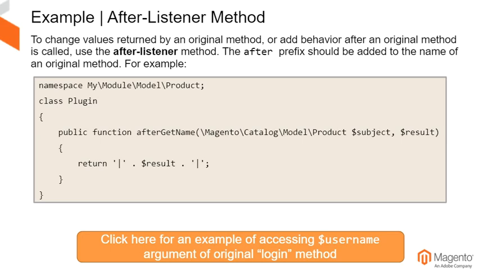Please note that the after plugin has access to the arguments as well as the before plugin. Magento passes arguments after the result parameter, such that each argument will be represented by its parameter. Also note the example of accessing the username argument of the original login method.